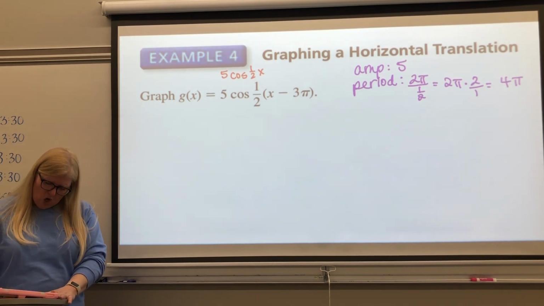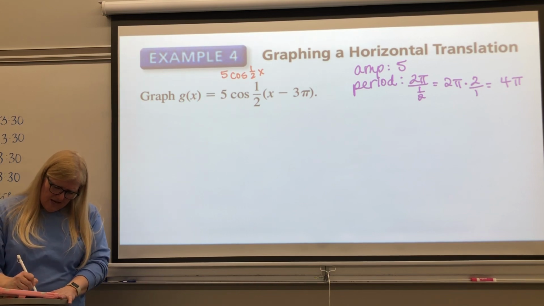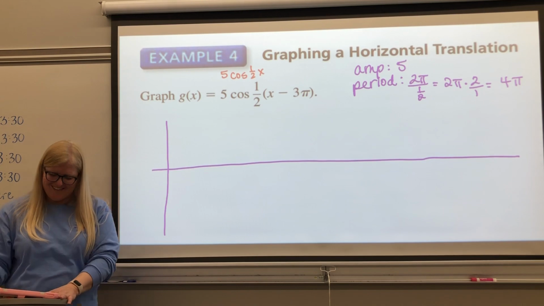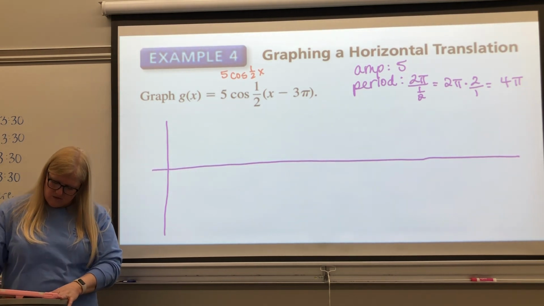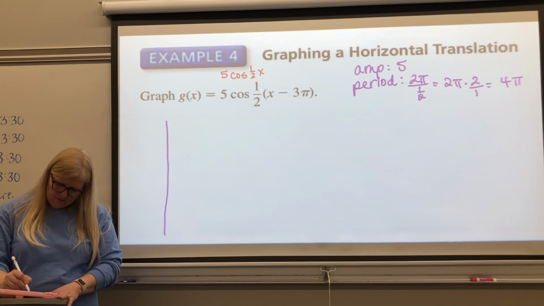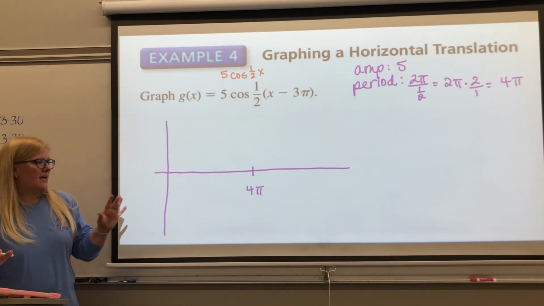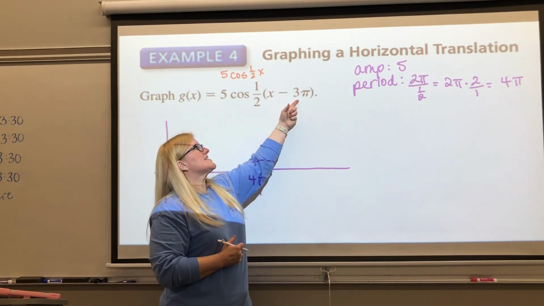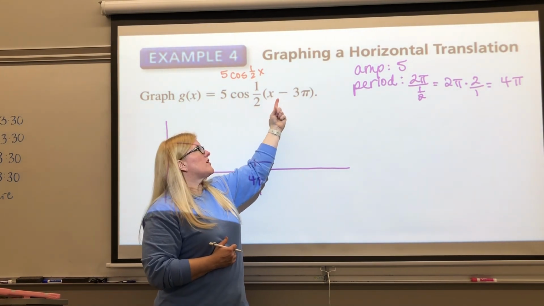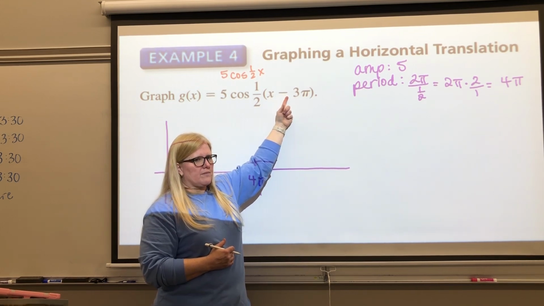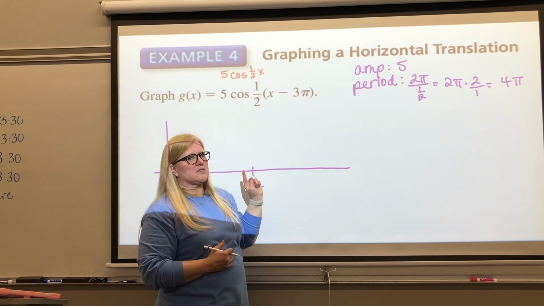All right, so let's make 4 pi right here, because I know I'm going to need space, because what is actually happening here? It's moving what direction, 3 pi? Remember, it's the opposite of what it looks like it should be. So it's moving 3 pi to the right.